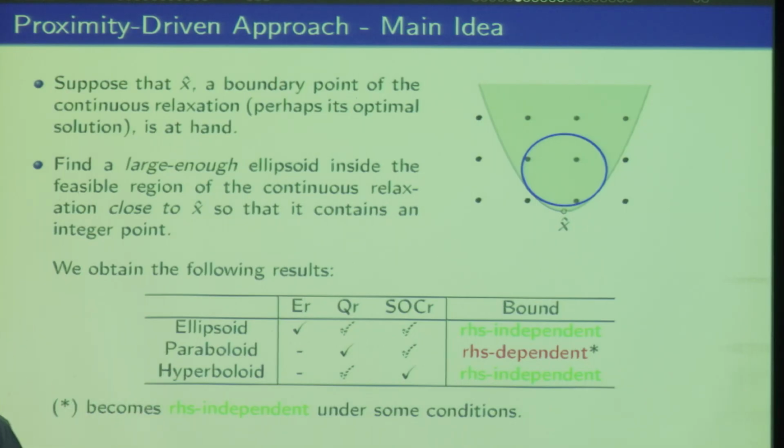But unfortunately, for paraboloid, even if you have no additional constraints, you might have an integrality gap depending on the right-hand side. I think that was a bit surprising to us. In general, under some additional conditions, you can get rid of the dependency on the right-hand side. All these representations are equivalent, so I will just pick one of them for each of these cases and show you the results.